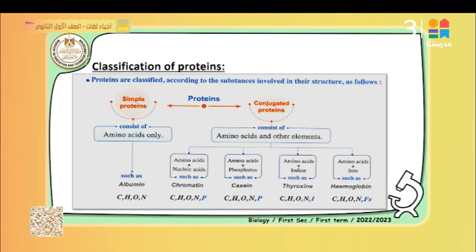Another type of conjugated protein is amino acid plus phosphorus, such as casein, called phosphoproteins: carbon, hydrogen, oxygen, nitrogen, and phosphorus. The last type of conjugated protein is amino acid plus nucleic acid, such as chromatin: carbon, oxygen, nitrogen, proteins, amino acid, and nucleic acid. It is found in the chromosome and plays an important role in the genetic material found in human beings inside the nucleus. Okay, that's right.